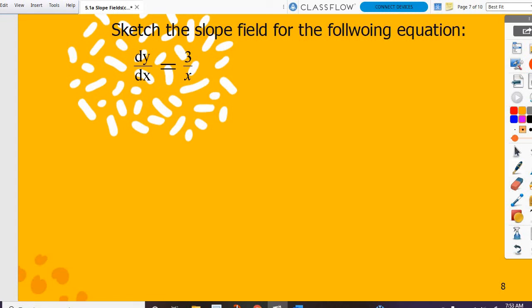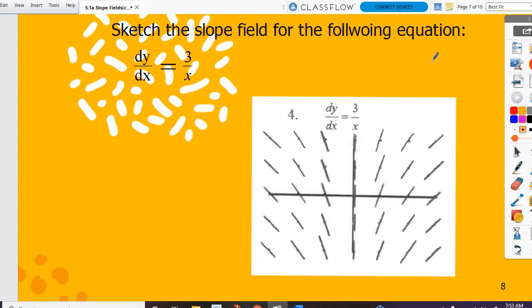When x is 0, again, we're going to be undefined. When we are to the right of our y-axis, we're going to be positive. When we're to the left, we're going to be negative. If we were to graph our slope field here, it would look something like this.